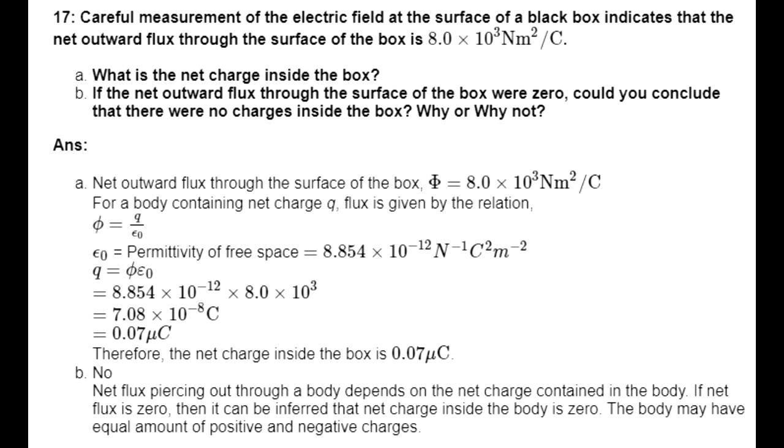For the second part, the answer will be no, because the net flux passing through the body depends on the net charge contained in the body. If the net flux is zero, then it can only be inferred that the net charge inside the body is zero. It may have equal amounts of positive and negative charge also.